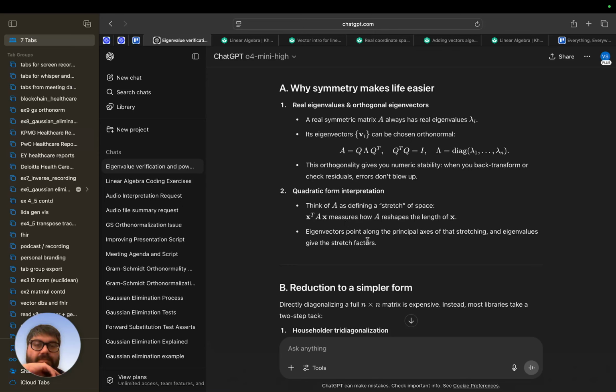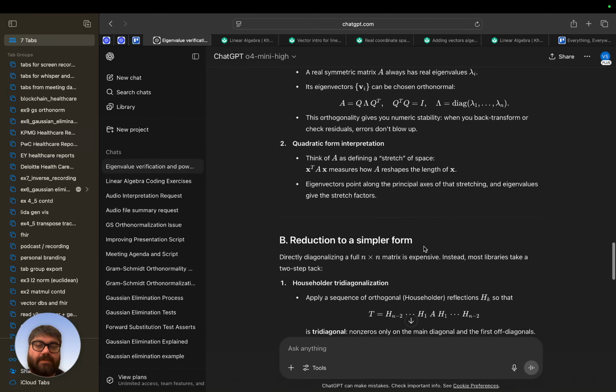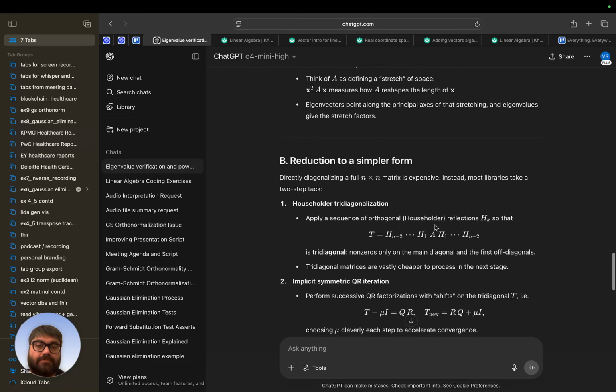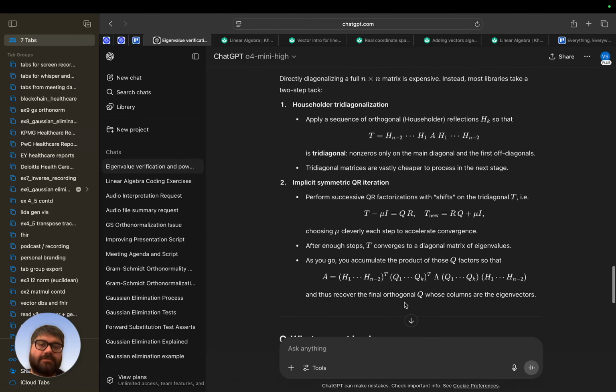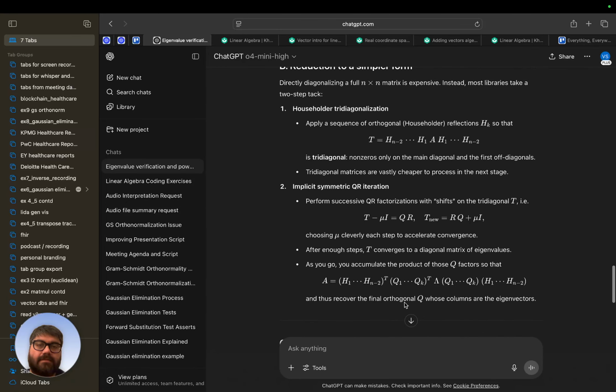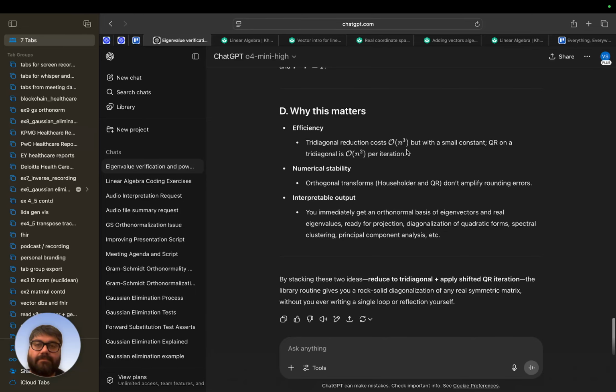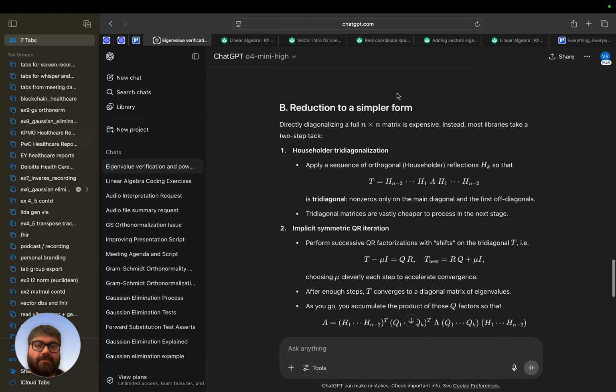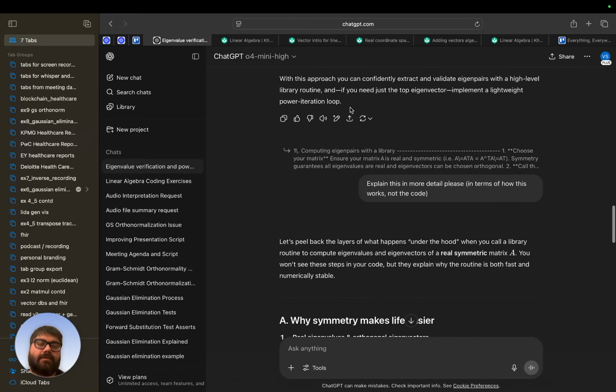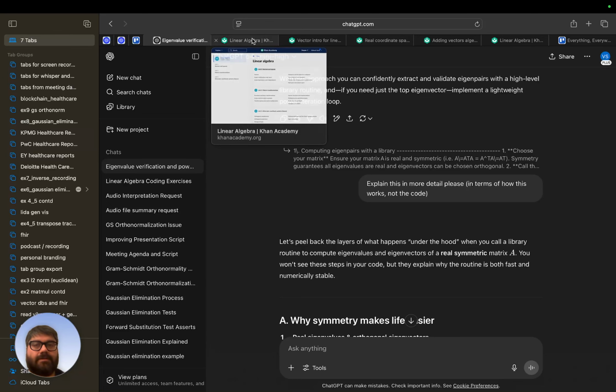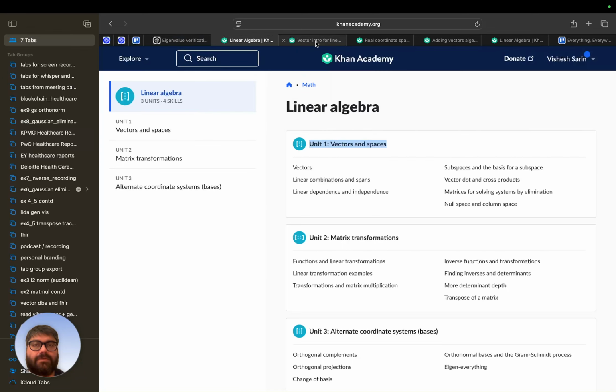Quadratic form interpretation: x^T A x means how A reshapes the length of x. Reduction to a simpler form. See, yeah, my issue was that I was reading through this and I'm just like, oh, I don't know what's going on here, right? It just seemed too intense.